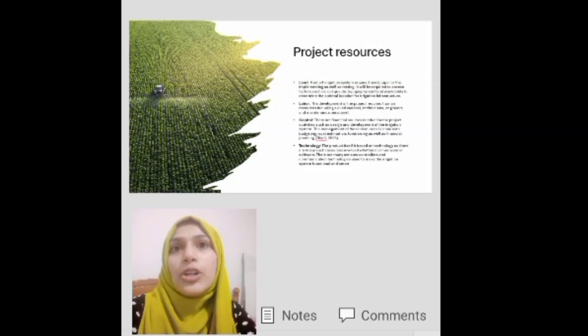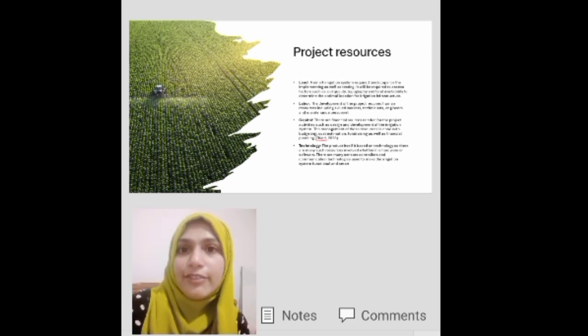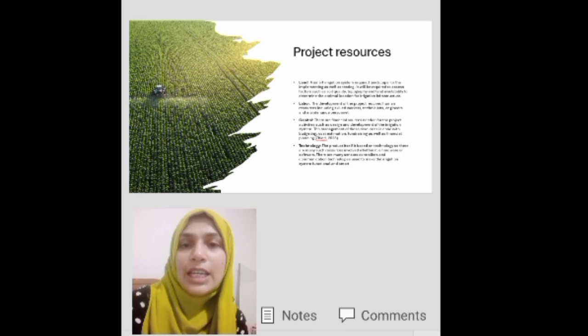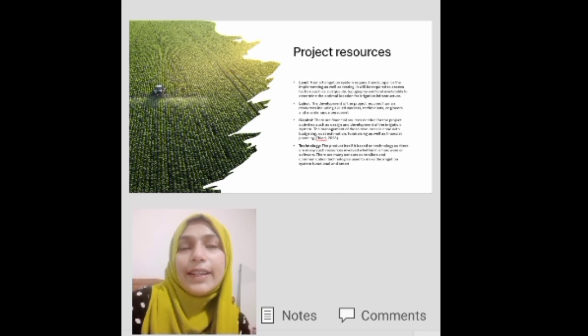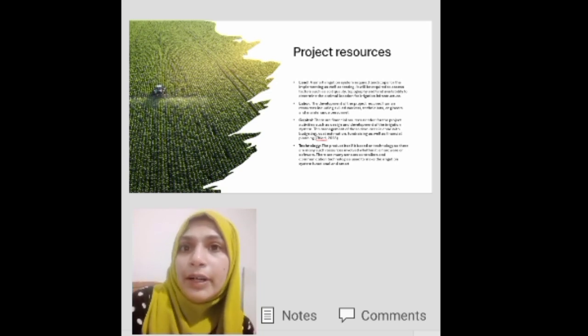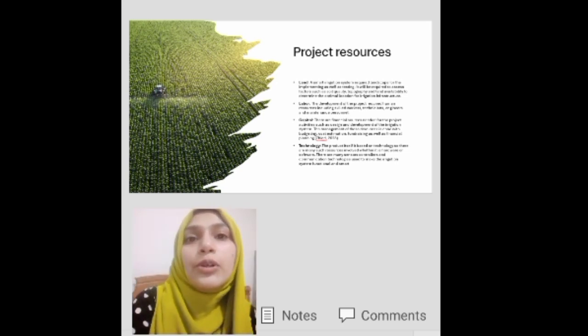Next one is the project resources. Let's discuss the various project resources required. First one is the land. A smart irrigation system needs a landscape for implementation and testing. Assess factors like soil quality, topography, and land availability to determine the optimum location. Second one is the labor. Human resources, including skilled workers, technicians, engineers, and maintenance personnel, are crucial for development.